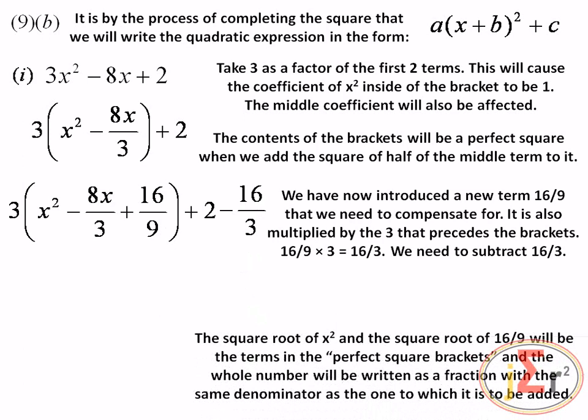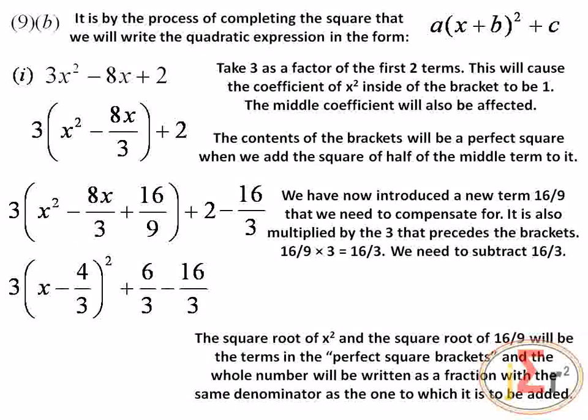The square root of x squared, now we are writing this as a perfect square. What did we square to give x squared? x. What did we square to give 16 over 9? 4 over 3. So there we have it. Square x and we get x squared. And the square root of 16 over 9 will be 4 over 3. That will be the term in the perfect square brackets.